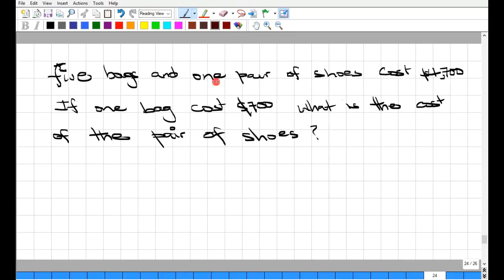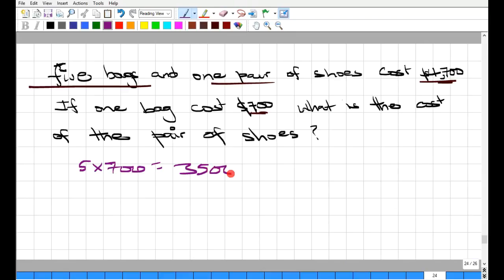Five bags and 1 pair of shoes costs $4,700. If one bag costs $700, what is the cost of the pair of shoes? So 5 bags, 1 pair of shoes cost 4,700, and one of the bags costs 700, and we have 5 of them. So it would be 5 times the 700, this would give us what? 3,500. So the cost of the bags would be 3,500.